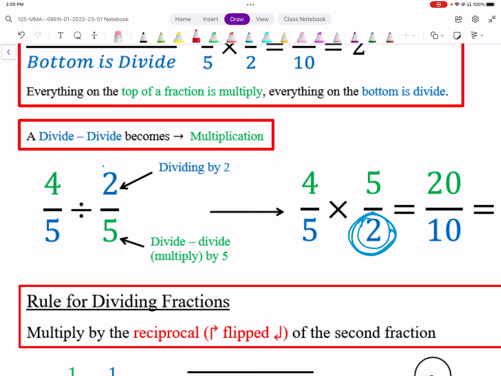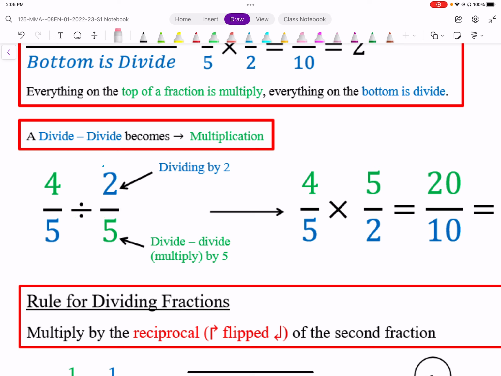We also have a divide and then another divide. So that's divide by 5. Well, that divide really means multiplication. So we have a double divide, and that means multiply. So that 5 should end up in the numerator. And now we have everything in the right place. All the times are on top. All the divides are on bottom.